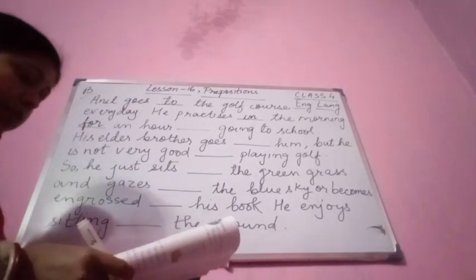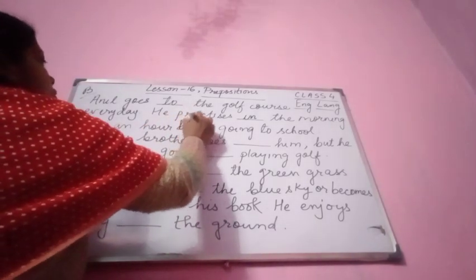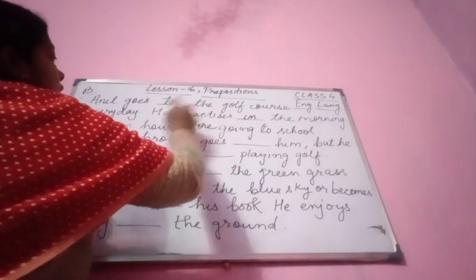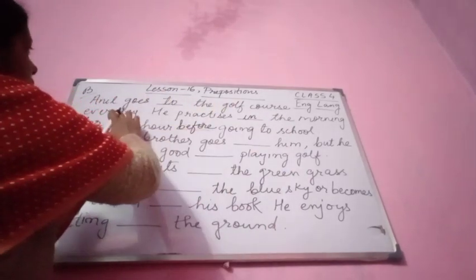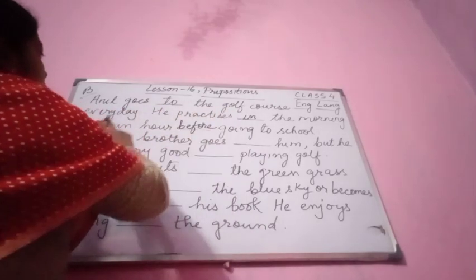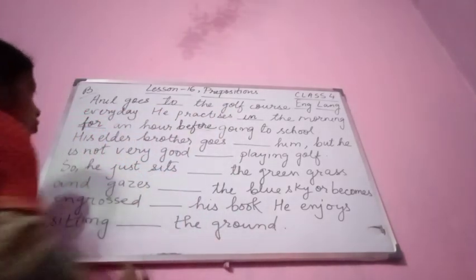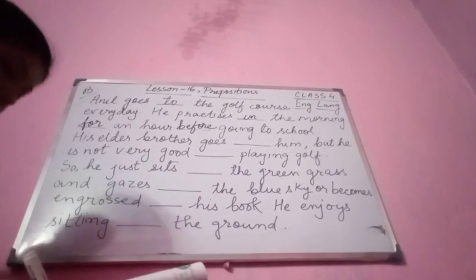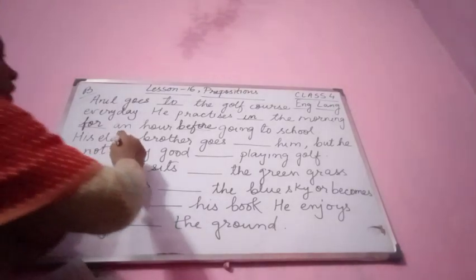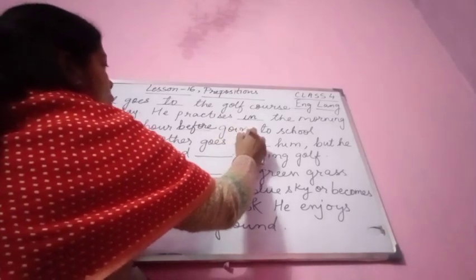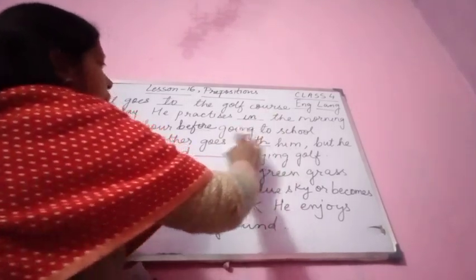Okay, alright. Before going to school, in front of or before. So before going to school. Alright, now you see one sentence, full stop is there. Anil goes to the golf course every day. He practices in the morning for an hour before going to school. Okay, now next line. His elder brother goes by or with. So his elder brother goes with him, along with him, okay, with him.